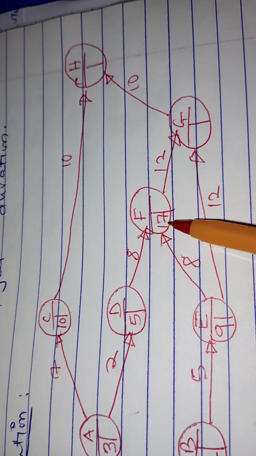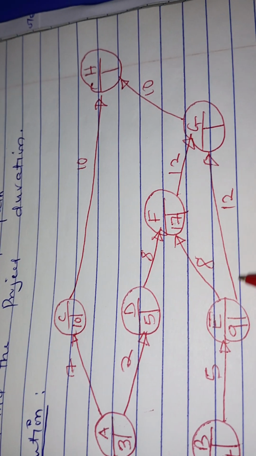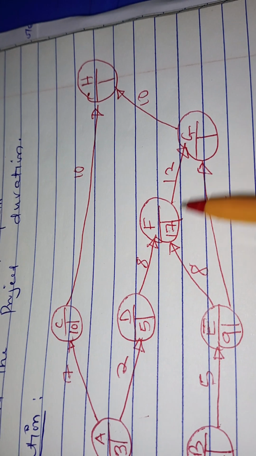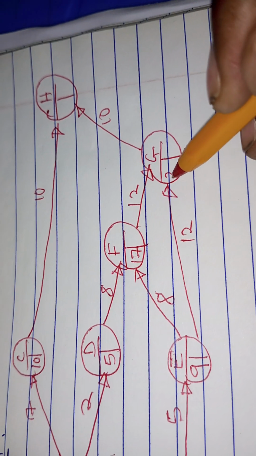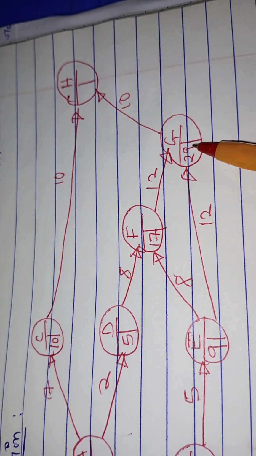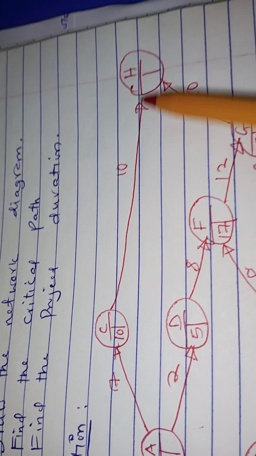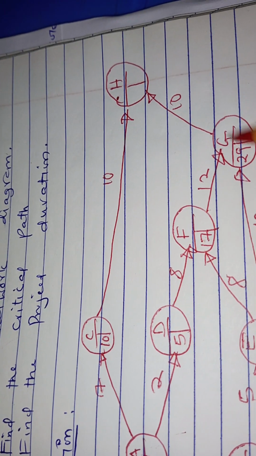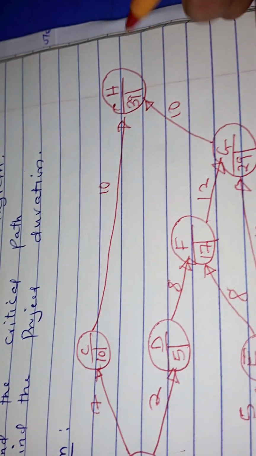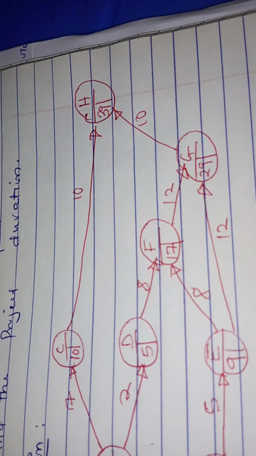Then we have 17 plus 12. That gives me 29. Or in the same way, we could also have 9 plus 12 giving me 21. So I will pick 17 plus 12, then I will write 29, reason being 29 is bigger than 21. Once again, we consider 10 plus 10 giving me 20, or 29 plus 10 giving me 39. So I will pick 39 because 39 is bigger than 20. That is the forward pass.